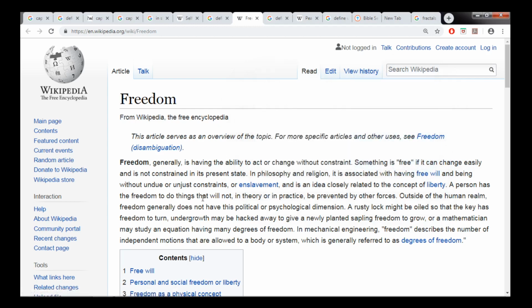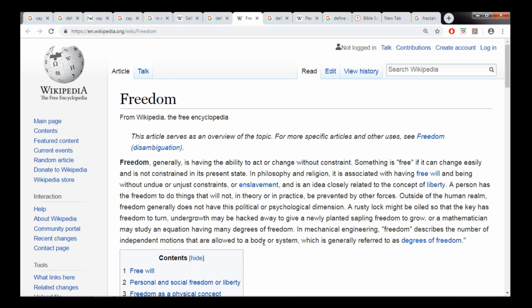A person has the freedom to do things that will not, in theory or in practice, be prevented by other forces. Outside of the human realm, freedom generally does not have this political or psychological dimension. A rusty lock might be oiled so that the key has freedom to turn. Undergrowth may be hacked away to give a newly planted sapling freedom to grow. Or a mathematician may study an equation having many degrees of freedom. Wow, degrees of freedom. In mechanical engineering, freedom describes the number of independent motions that are allowed to a body. So allowed by what and who and where? Oh, it's from the Big Bang. That was the first allowance.